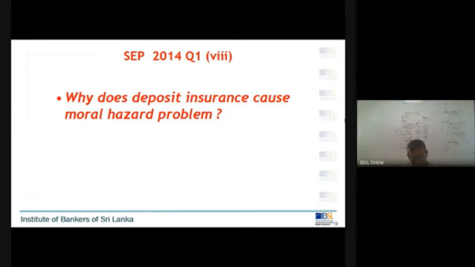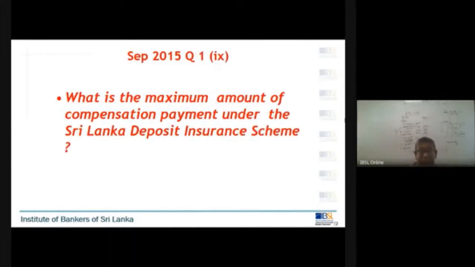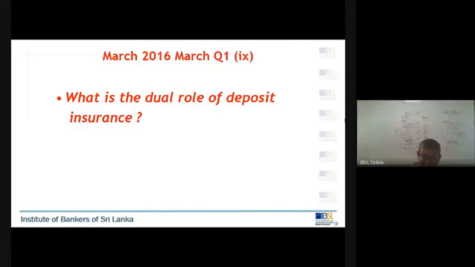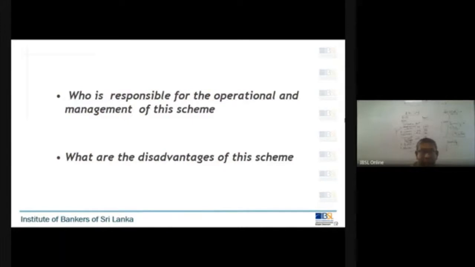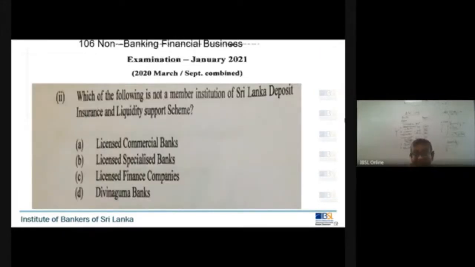Now, what are the disadvantages of the deposit insurance scheme? What are the disadvantages of the deposit insurance scheme? Right. We will discuss those things later on, next Thursday. These are your questions. Then I will ask you this easy one: what is the maximum amount of compensation payment under the Sri Lanka deposit insurance scheme? How much? Yes, 600,000. What is the dual role of deposit insurance? Who is responsible for the operations and management of this scheme? What are the disadvantages of this scheme? Can you answer these?